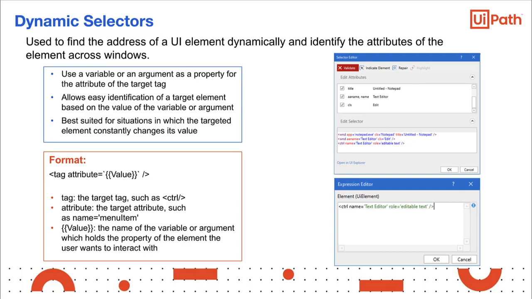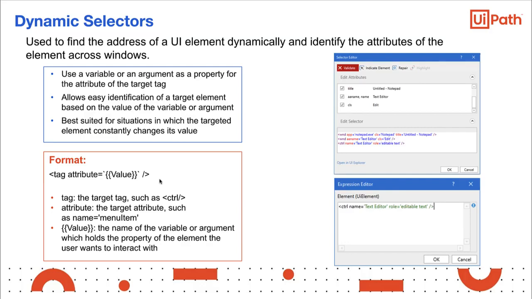This is best suited for situations in which the targeted element constantly changes its value, as a dynamic selector does not identify the target element based on the exact string, which might change depending on interactions inside the automation project. The variable or argument can be changed to interact with a different element without changing the selector itself.